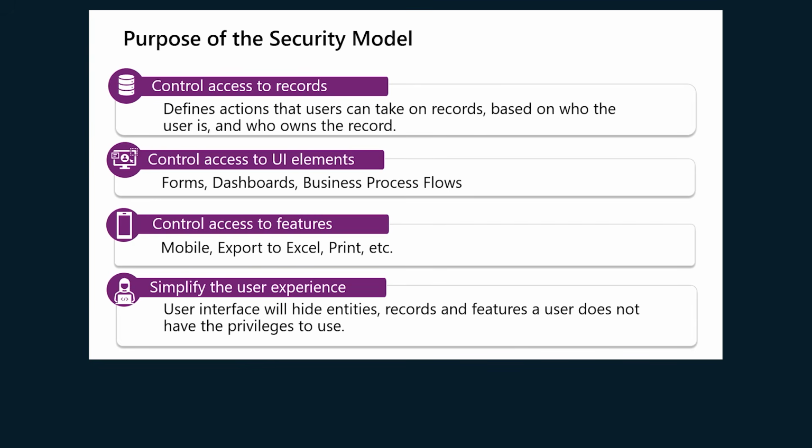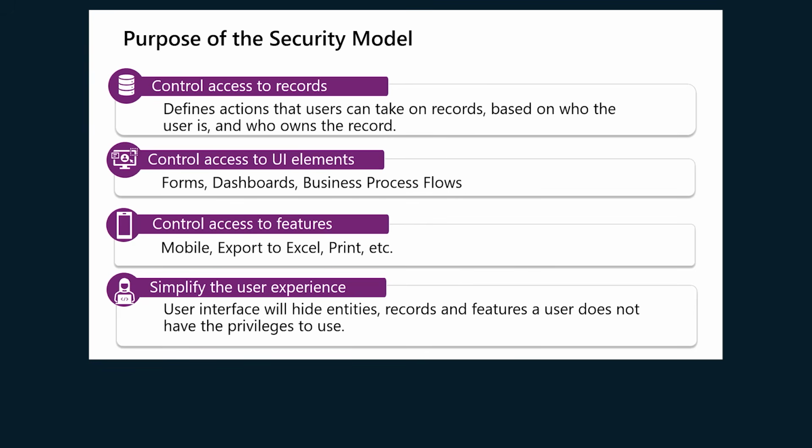It allows administrators to assign access to specific user interface elements such as forms, dashboards, and business process workflows based on the security role that we'd like to grant. This means only users with the appropriate role can interact with certain parts of the application, reducing clutter and enhancing usability. Additionally, it controls access to features like exporting data to Excel, printing, or using the mobile app.